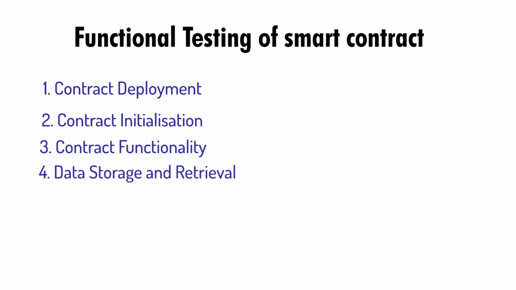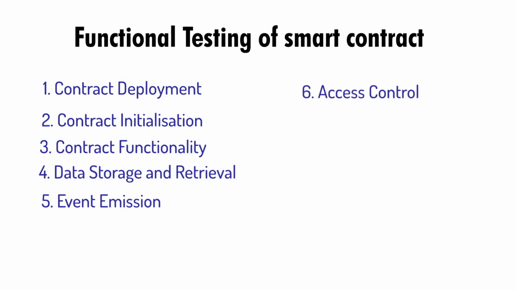Data storage and retrieval. Ensure that the data is stored accurately in the contract storage variables. Validate that the data can be retrieved correctly from the contract. And test the scenarios where the data is updated or deleted to confirm the contract's behavior. Event emission. Confirm that the contract emits events correctly during specific actions or state changes. Validate that the emitted event data is accurate and matches the expected values.